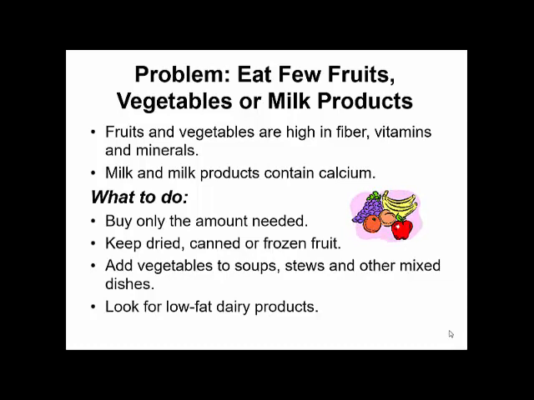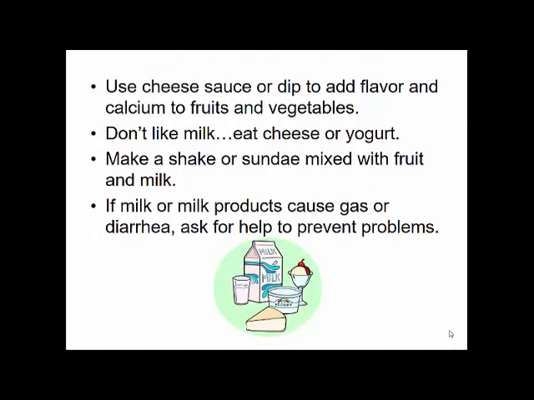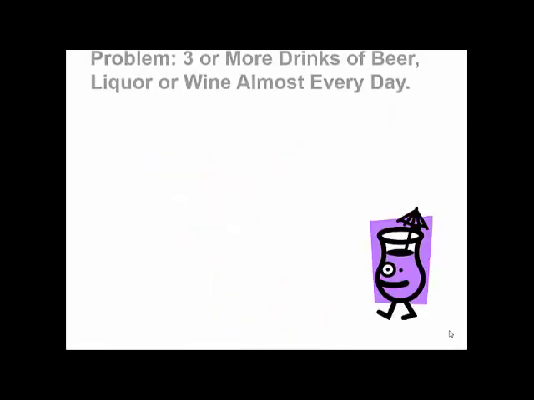Add vegetables to soups, stews, and other mixed dishes. Look for low-fat dairy products. Use cheese, sauce, or dip to add flavor and calcium to fruits and vegetables. If you don't like milk, eat cheese or yogurt. Make a shake or sundae mixed with fruits and milk. If milk or milk products cause gas or diarrhea, ask for help to prevent problems.